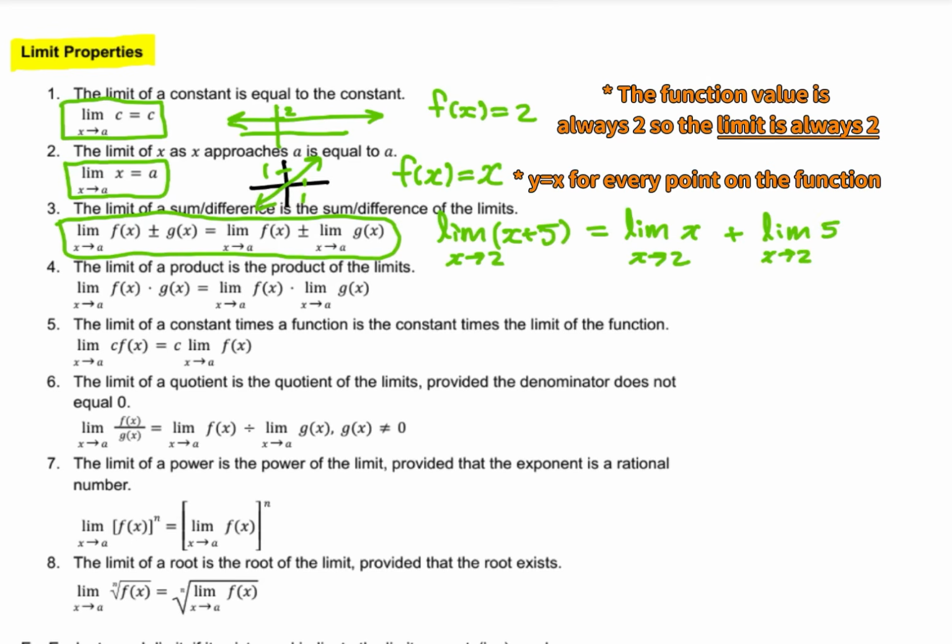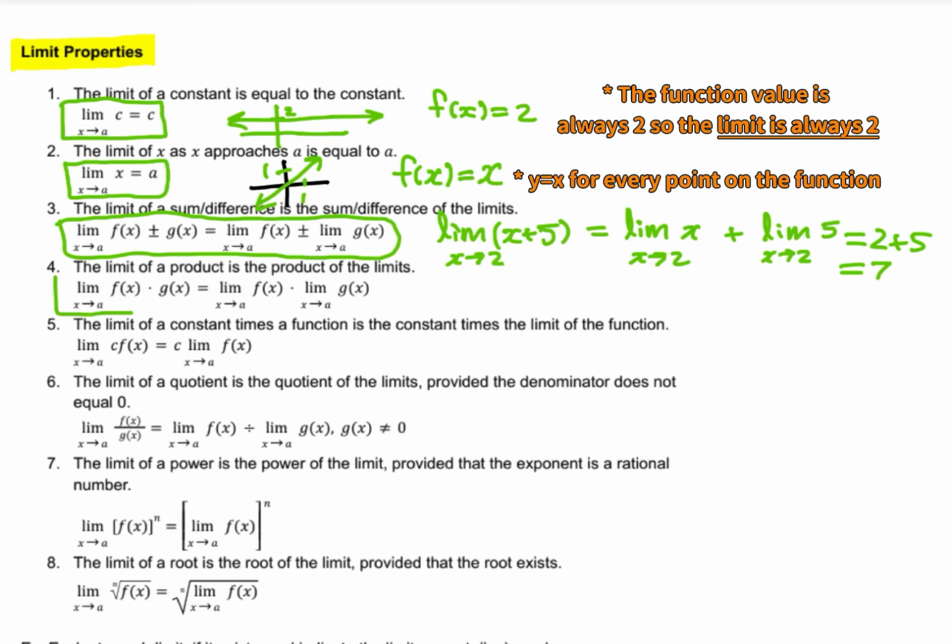We already know that the limit of x is the value that x approaches. So the first limit is 2. The second limit is a constant. The limit of a constant is just the constant itself. So that limit is 5. Therefore, we have 2 plus 5. That gives us 7. So our final answer is 7.